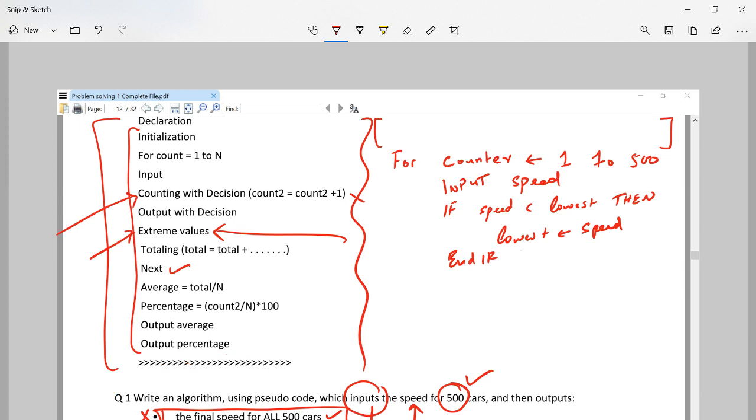Okay, there's another thing, the fastest, highest final speed. It goes the same way. If speed greater than fast or fastest, then fast assigned to speed. Okay, I did this intentionally. I wrote one if, and another if like this.